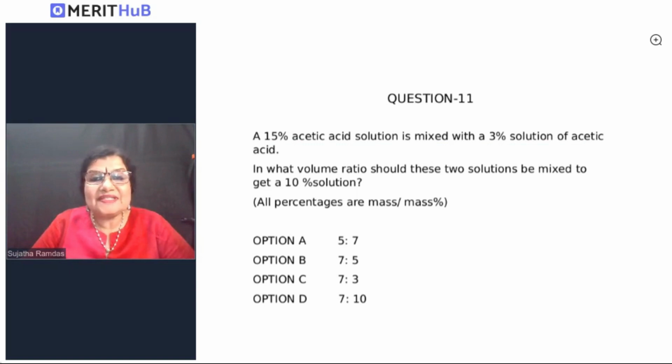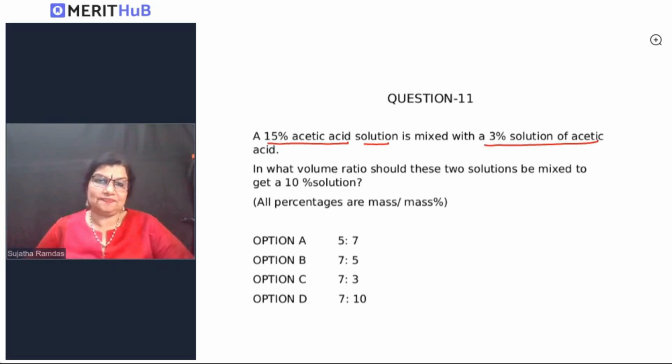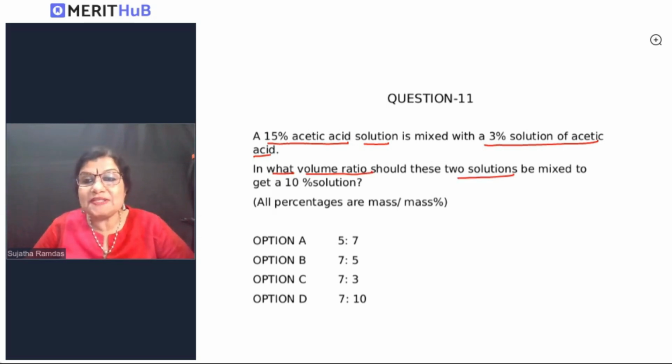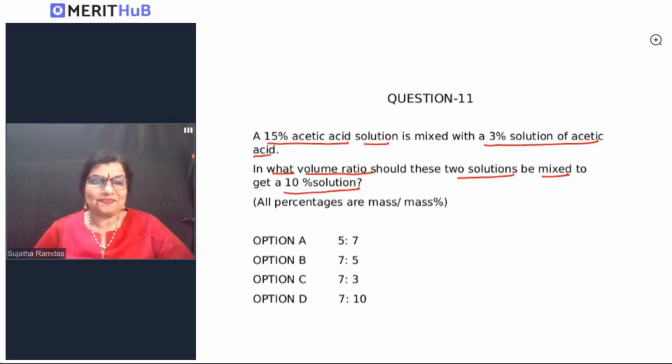A 15% acetic acid solution is mixed with a 3% acetic acid solution. In what volume ratio should these two solutions be mixed to get a 10% solution? So that is the question. 4 options have been given here, so one of the 4 options will have to be chosen.